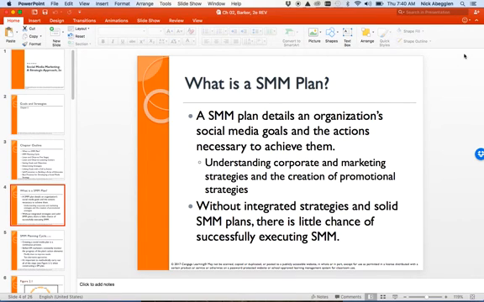So before we get into the social media marketing plan, it's important to note that two of the most important steps in the planning process for any business are goal setting and strategy determination. Before moving forward with any social media marketing activities, an organization should first determine what they want to accomplish and then how they best want to do it. A social media marketing plan details an organization's social media goals and the actions necessary to achieve them. Like any good business, this is the map of what they want to accomplish and how they're going to accomplish it within social media.